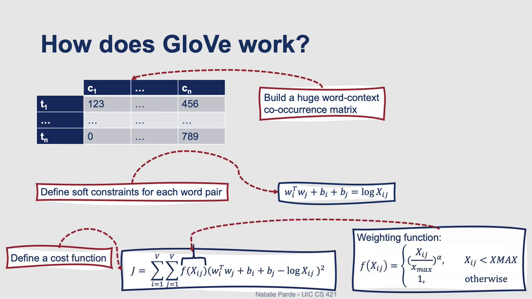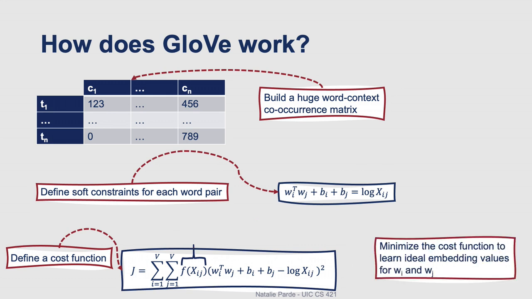Then, we define a cost function, making use of the equation we just saw, along with a weight function. The goal then is to minimize that cost function in order to learn optimal values for w sub i and w sub j. Those embeddings are then the learned representations that we make use of in our downstream tasks.